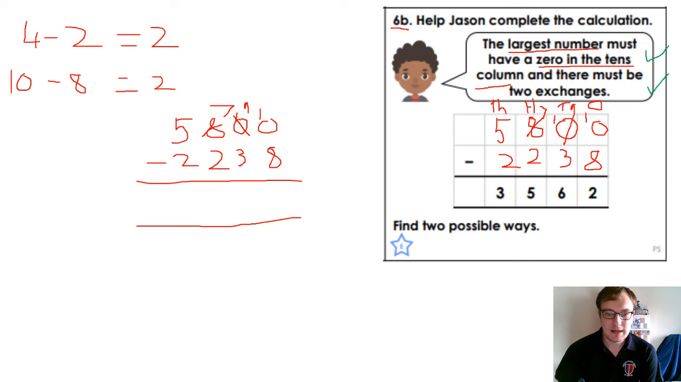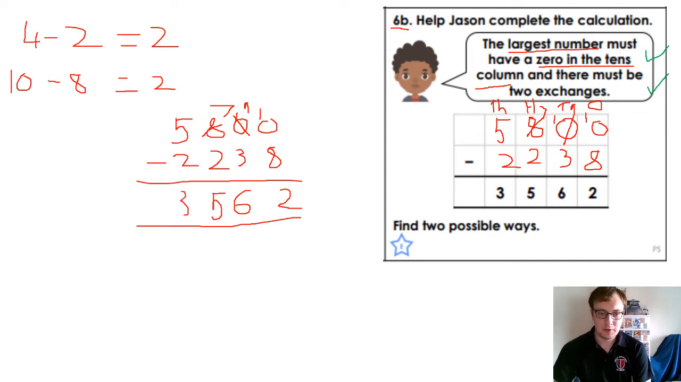So 10 take away 8 is 2, 9 take away 3 is 6, 7 take away 2 is 5, and 5 take away 2 is 3. So 5,800 take away 2,238 would be one of our possible ways of working that calculation out.